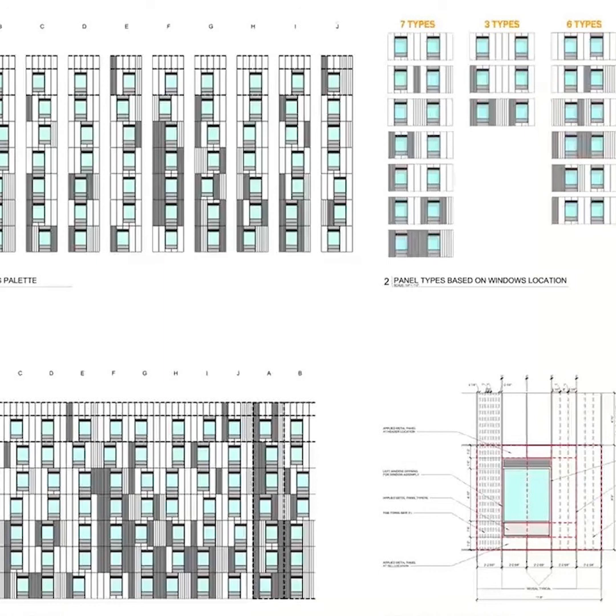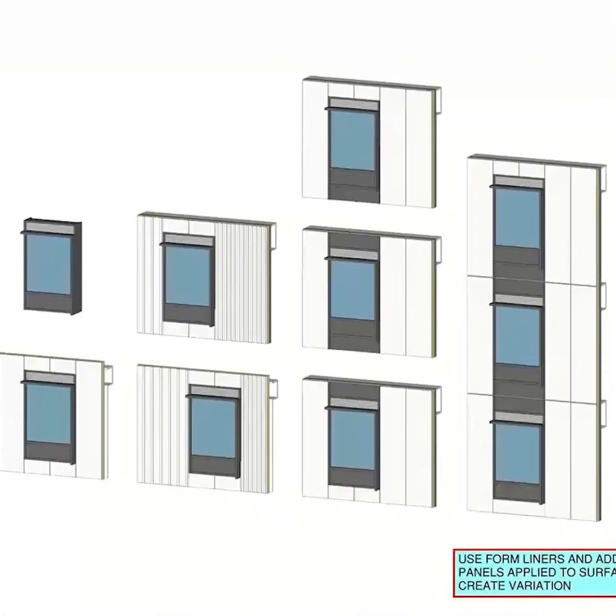And then you can see the whole different range of different panel types based on, in the lower right, a system of a panel identifying the possible range of reveals and window locations. So this combination of window locations and reveal types then generated those different panels.